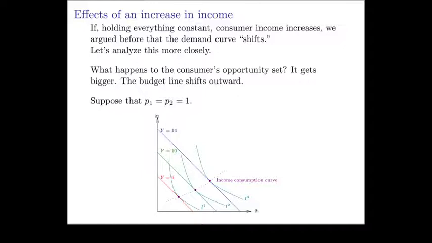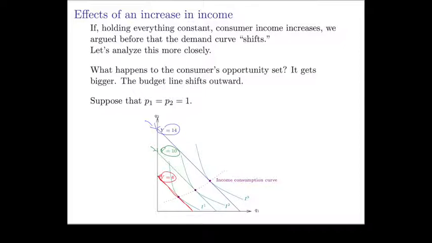So at the income of 6, we've got this low budget line. At income of 10, we've got this budget line here. And at the income of 14, we've got this high budget line. So as we increase the consumer's budget, or their income, the budget line is going to move in this direction.